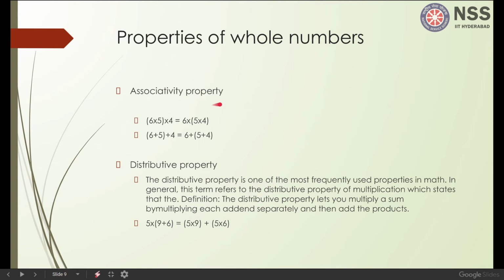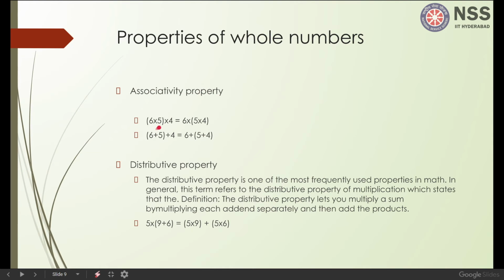Let us try to understand associative property. Associative property is a property of some binary operations, which means if we change the grouping of numbers inside the brackets, then the answer doesn't change. Let us try to understand this with the help of an example.